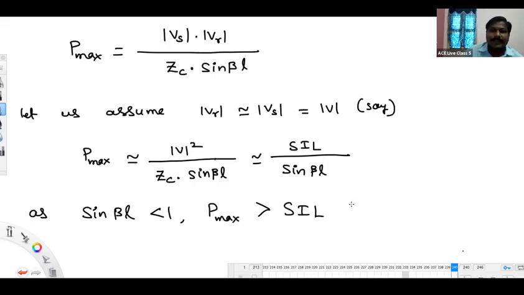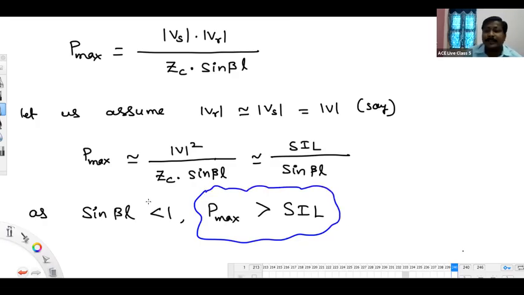So this is one very important observation you have to make. This is a comparison between the ideal and maximum power transfer capacities of the network.